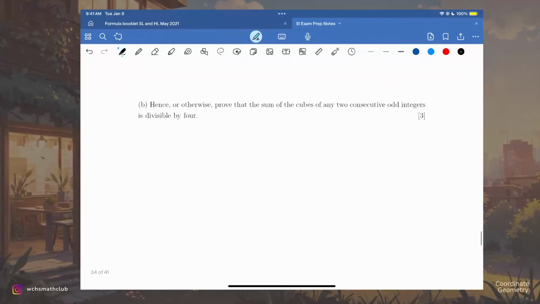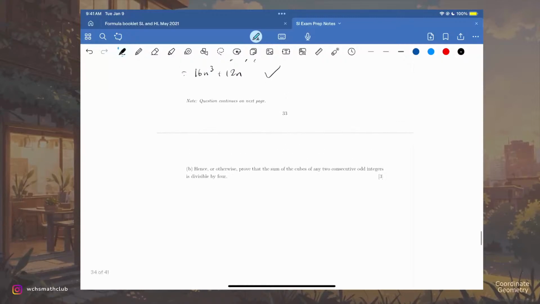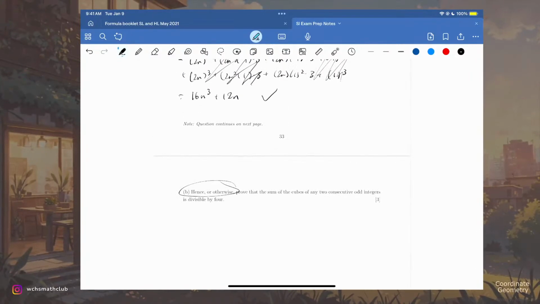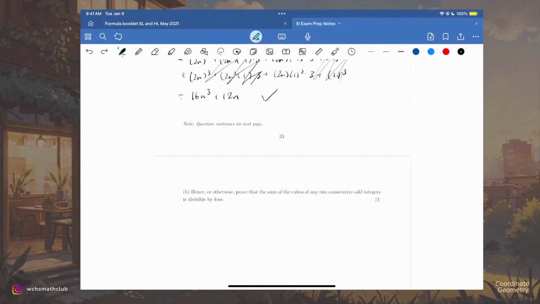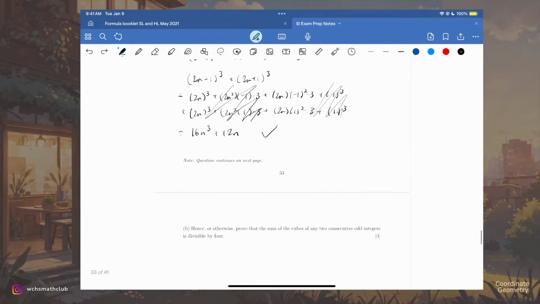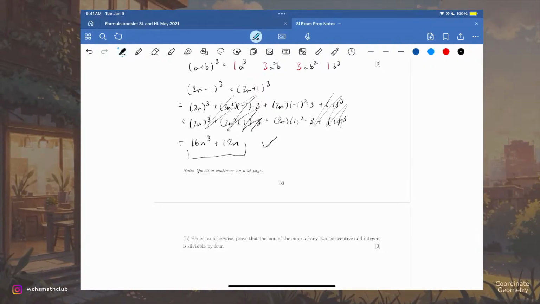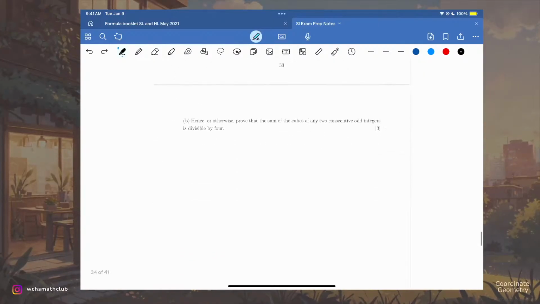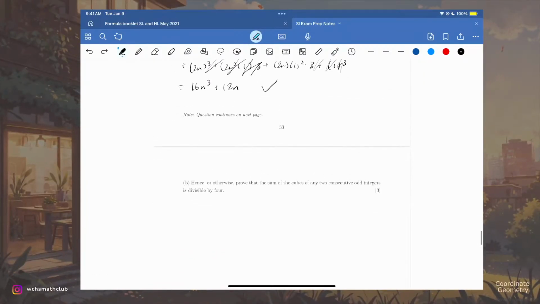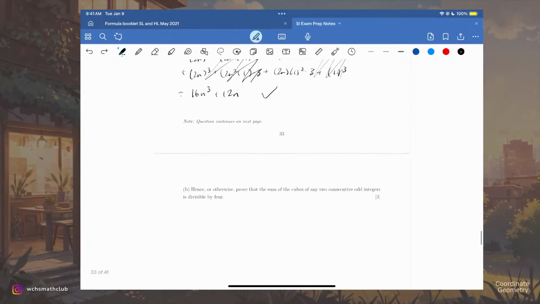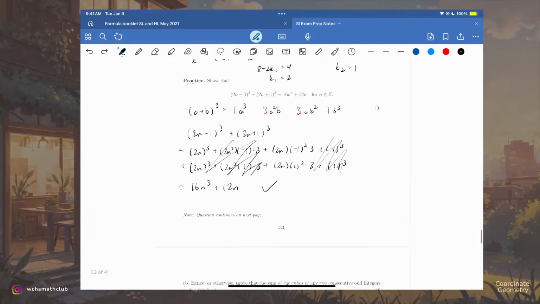Okay, now here it asks us to do "hence or otherwise." If you see this term, hence or otherwise, it basically means nothing. What it means is you can use the thing from the previous problem to help you, or you cannot. So it actually does not matter. So basically it says prove the sum of the cubes of any two consecutive odd integers is divisible by 4.